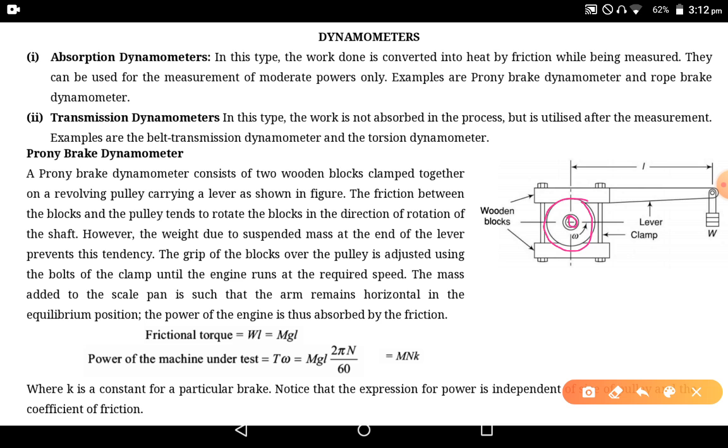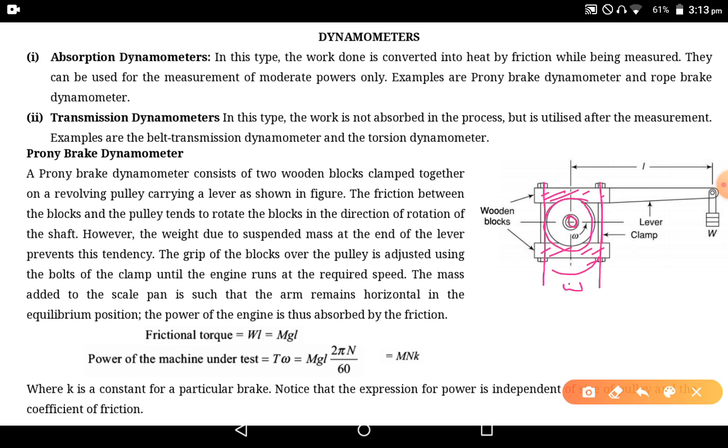And this pulley along with the shaft is rotating with an angular velocity omega in anti-clockwise direction, right? So what you do in a Prony type dynamometer, you attach a wooden block on this pulley. So these blocks which I am hatching are the wooden blocks which, with the help of some screw, nut and bolts, are tightened on the pulley, right?